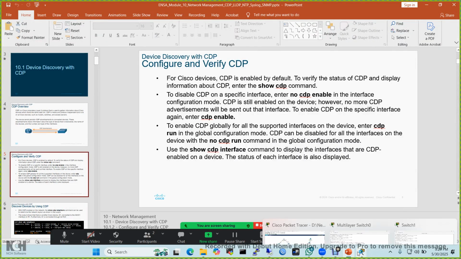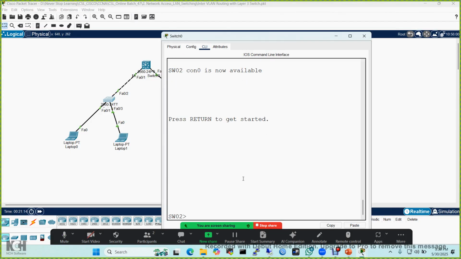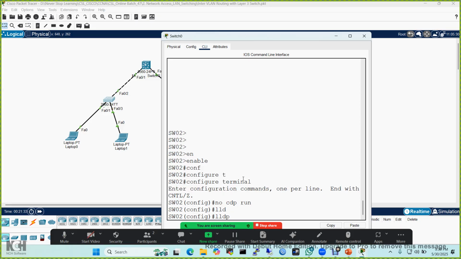Now I have enabled LLDP in switch 1 and switch 3, and now I am doing it in switch 2. What is the command? Disabling CDP, no CDP run, then enabling LLDP run.